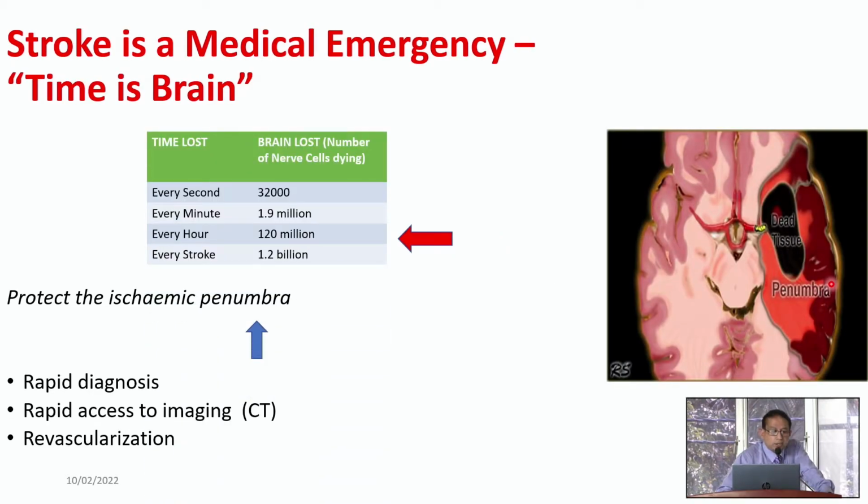So that's the degree of neuronal loss that we see after acute stroke. Every second 32,000, then every minute 1.9 million, and every hour 120 billion. And per stroke about 1.2 billion cells die. So that's why we need to be time conscious in treating these patients to minimize the damage. So protection of the ischemic penumbra depends on a rapid diagnosis, rapid access to imaging, and rapid initiation of treatment.